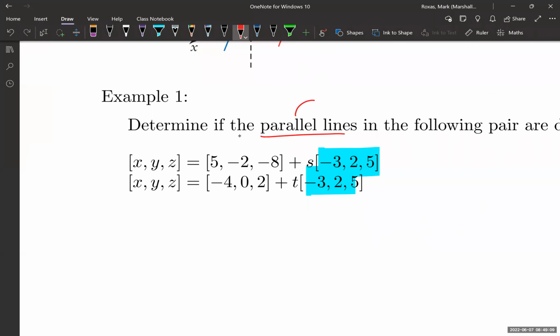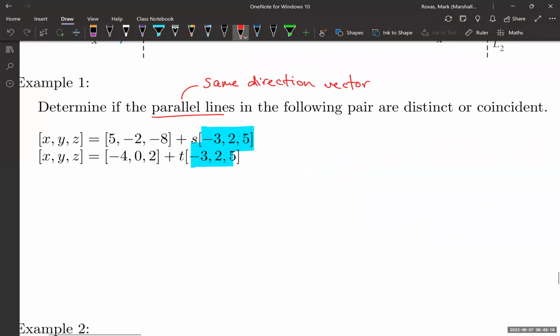And I can make a note of that here. So same direction vector. Okay, so the question is, are they distinct or are they coincident? Now, if I could find a point that's common to both lines, then they would be coincident. They'd be the same line. Essentially, any point that I take from the first equation, I put it into the second equation, it should work, and vice versa.